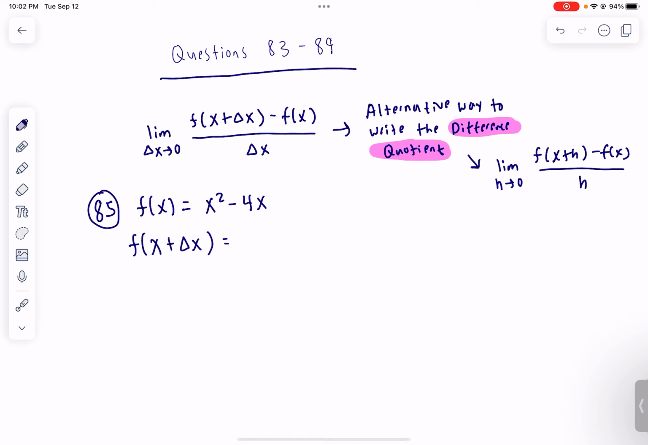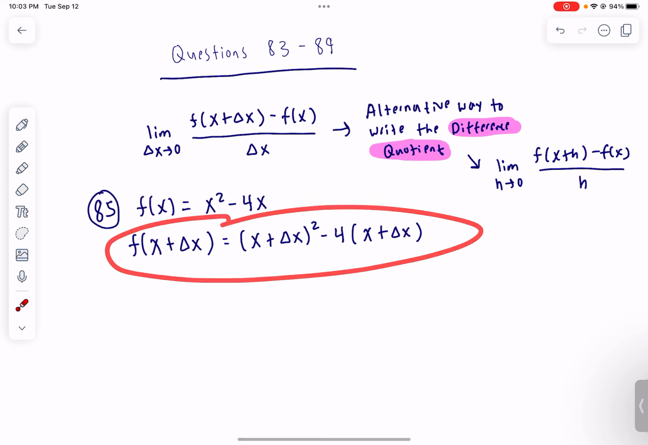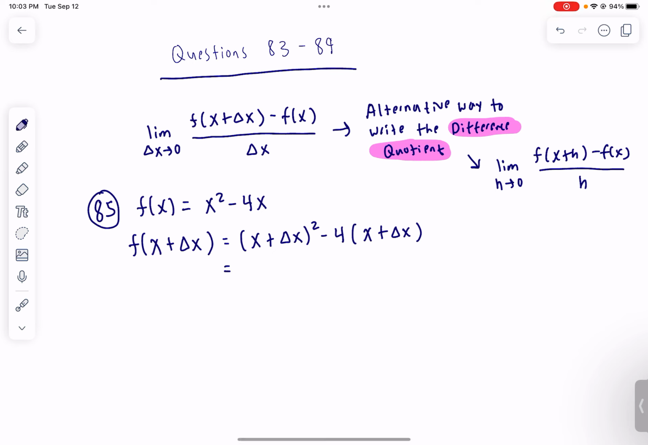So let's go ahead and do that. So you have x plus delta x squared minus 4 times x plus delta x. Okay, so now that we have x plus delta x, let's go ahead and simplify that first before we fully use the difference quotient. So you should get x squared plus 2x delta x plus delta x squared. So please remember, you can treat delta x as just a variable.